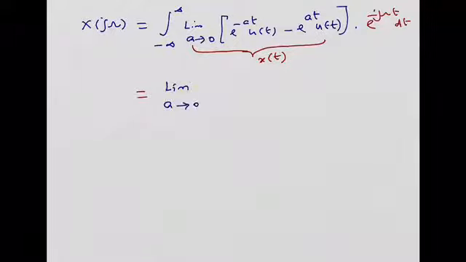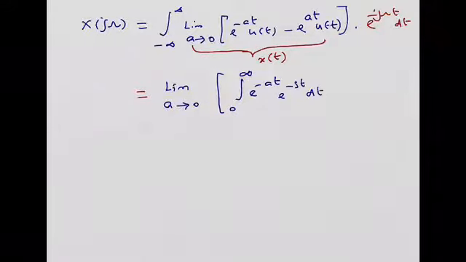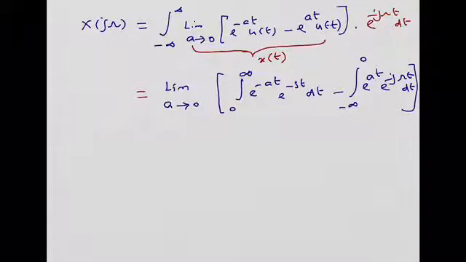Limit a tends to 0. This will be decomposed into two integrations. One is over the positive time interval, e power minus at e power minus j omega t dt. The other one will be over the negative time interval, where the integration limits will be from minus infinity to 0, where the signal is treated to be e power at u of minus t e power minus j omega t dt. Since we are working with Fourier transform, it is essential that we write e power minus j omega t, right?